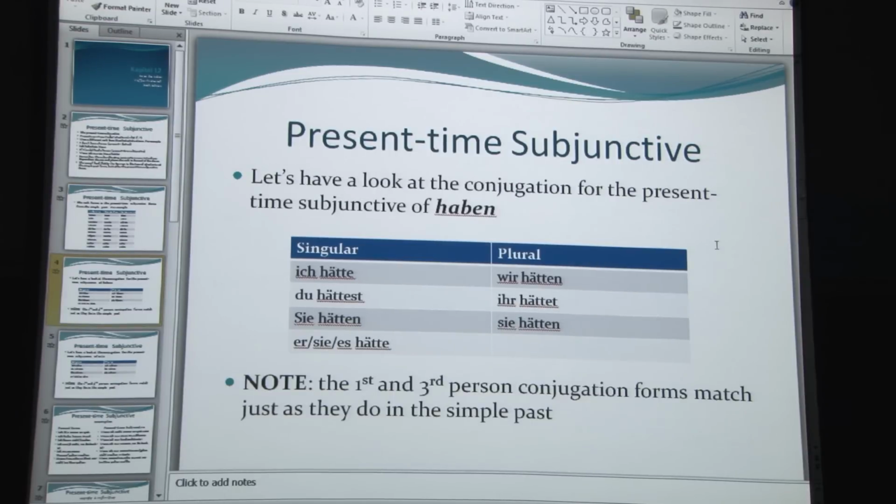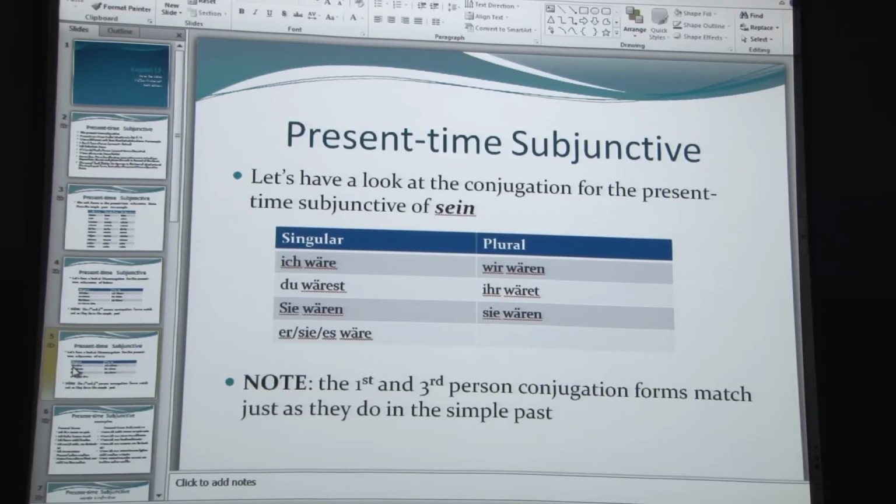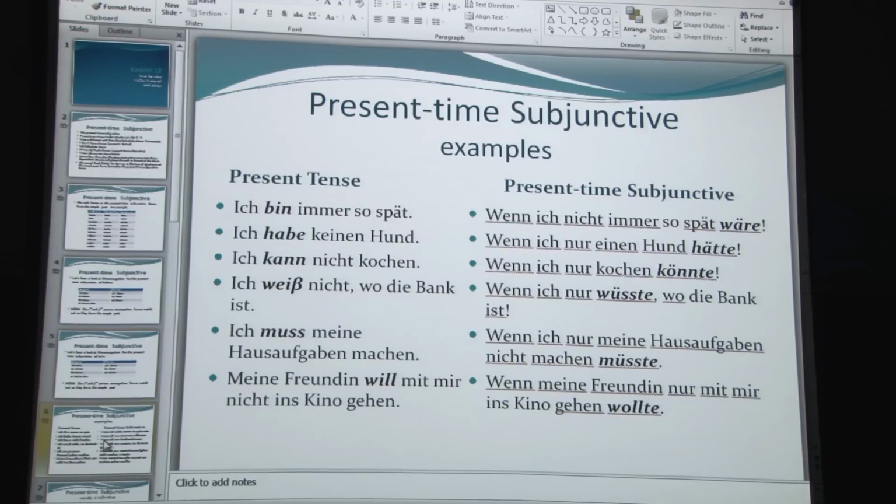Okay? And of course, you conjugate them. Ich hätte, du hättest, er hätte, wir hätten, ihr hättet, sie hätten. We conjugate them, obviously. Ich wäre, du wärst, er wäre, sie wäre, wir wären, ihr wärt. So we conjugate the verbs. And think about the meaning of the present subjunctive.